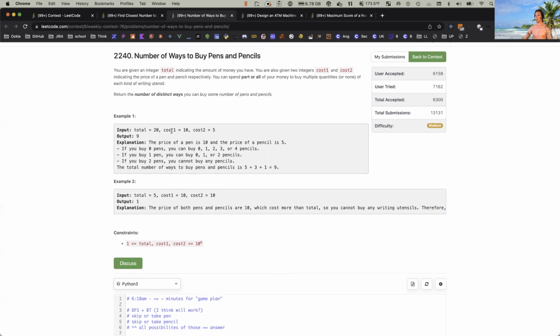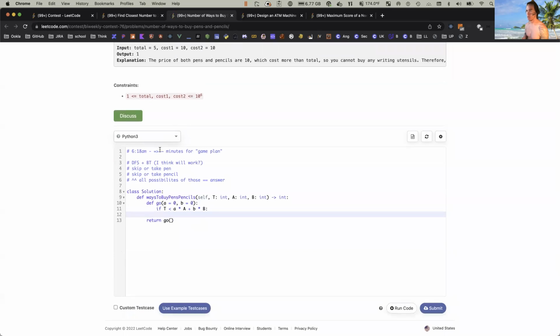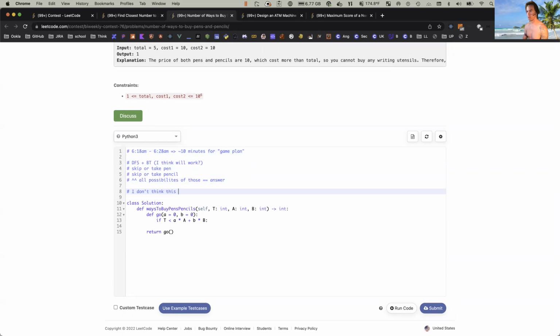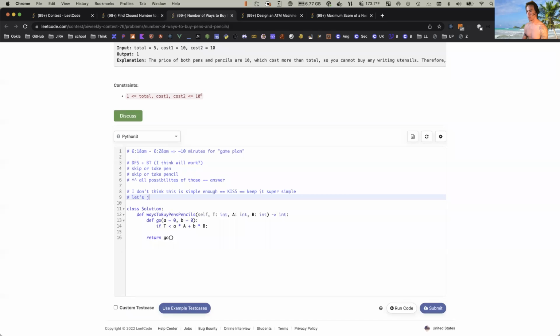Distinct ways, right? Maybe I should just go through and perform the simulation. Take one of these in the outer loop and then take one of these in the inner loop. Okay, hold on. Yeah, so 6, 18, 6. Okay, so about 10 minutes for game plan. I don't think this is simple enough, right? KISS equals keep it super simple. Let's just do 2 loops for like a quadratic.